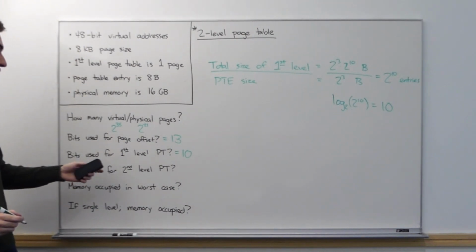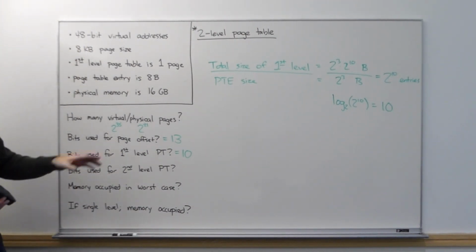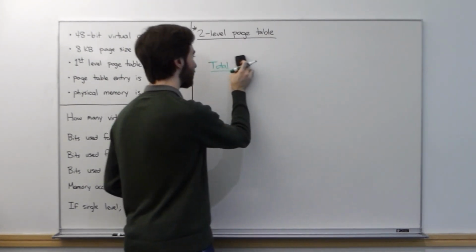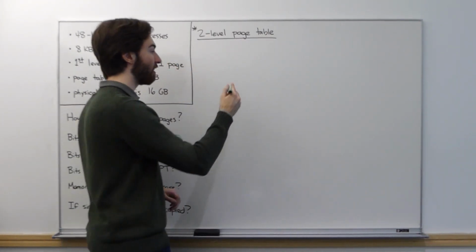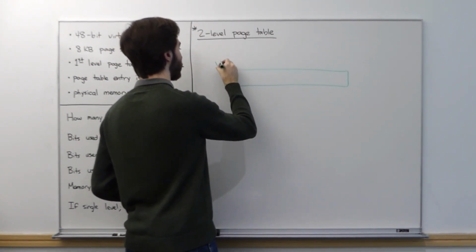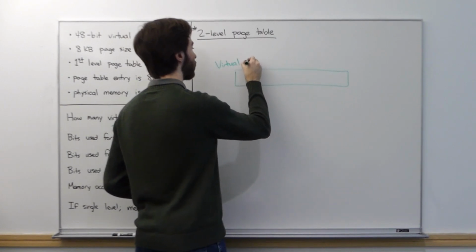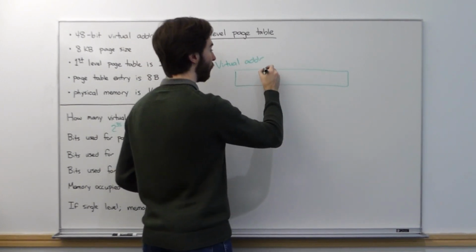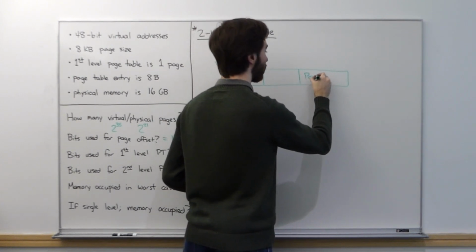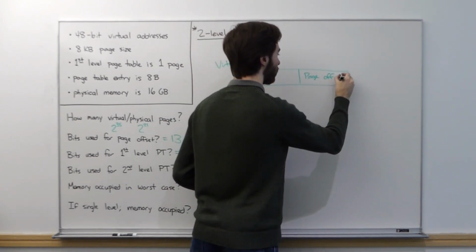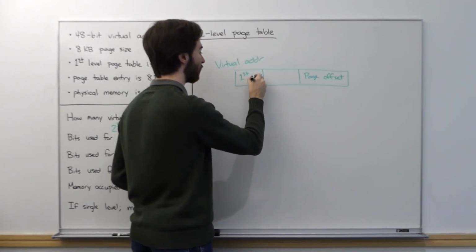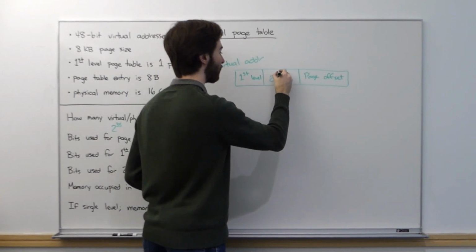Now, to figure out how many bits we use to index into our second level page table, it's just a matter of subtraction. Because when we're looking at our virtual address, we know that we can split it up into 3 different parts. This part is the page offset. And then these are the bits that we use to index into the first level and the second level.